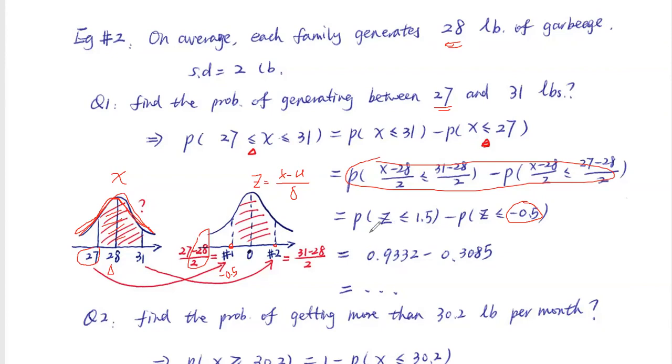Okay. Similarly, we want to find out what 31 corresponds to, mapping to some other data points here, right? So 31 minus 28 divided by 2 is 1.5. What does that mean? This number here is 1.5. Everybody, follow me? So now we know those two numbers here, and we are trying to find out the probability in the middle. I assume everybody knows how to use that Z table, right?